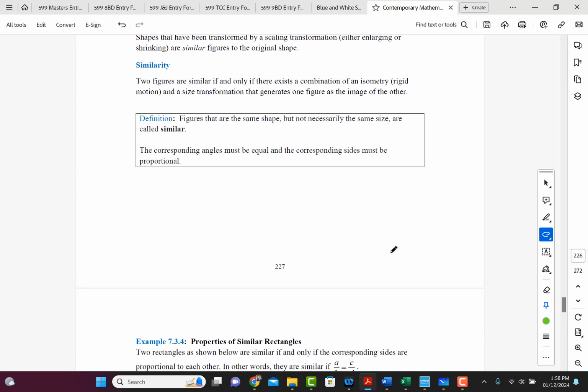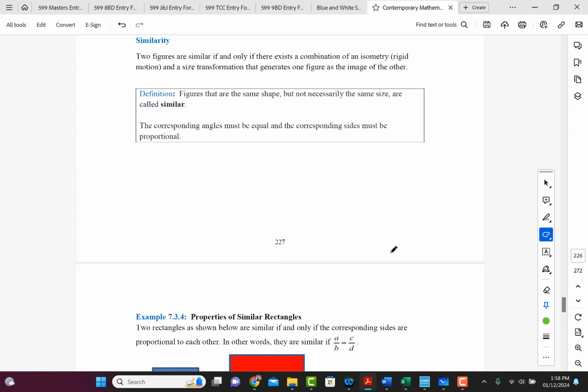Two figures are similar if and only if there exists a combination of an isometry, which is a rigid motion, and a size transformation that generates one figure as the image of the other. So here's the definition: figures that are the same shape but not necessarily the same size are called similar. This is different than congruent.